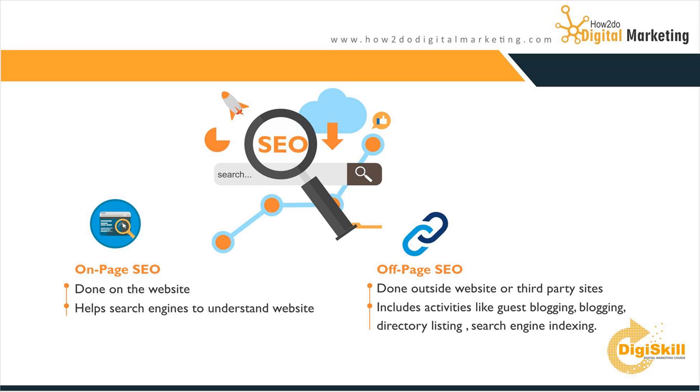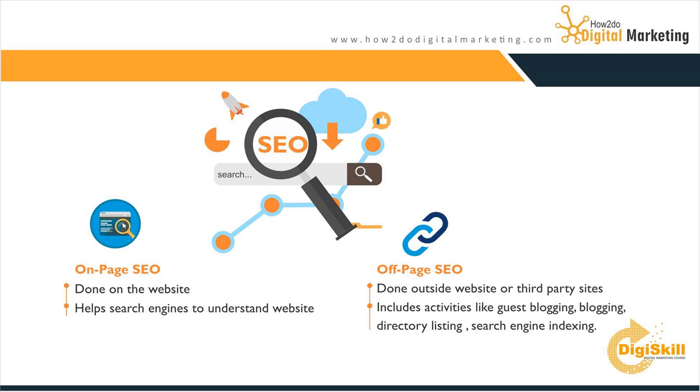In SEO, the two big terms that we first need to understand are on-page SEO and off-page SEO. On-page SEO is what is done on your website so that it helps the search engine understand what your website is, what the content is, and what you are trying to say to people about your business or your service. So that is what on-page SEO is.